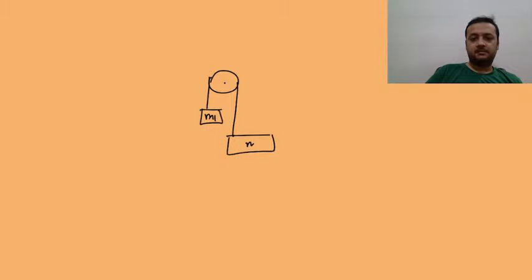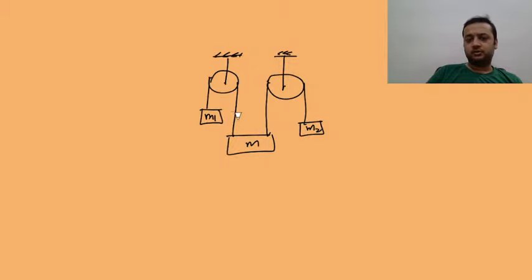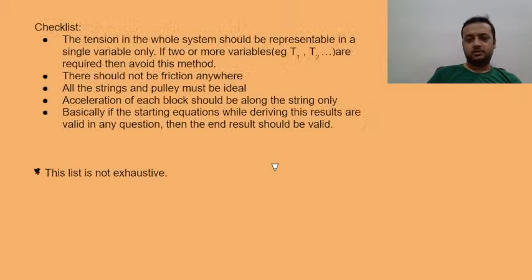For example, suppose we have this kind of situation. Suppose this is block M1, this is a pulley, and this is another block which is M. This pulley is connected to the ceiling, and we have one more string, and let's say this is M2. Now, you can see there are two strings involved. So if the tension here is T1, it will be T2 over here. In that case, you should not use this rule. Remember, it's okay to have T, 2T, 4T, but you should not have T1, T2 in this kind of situation. Please do remember this.